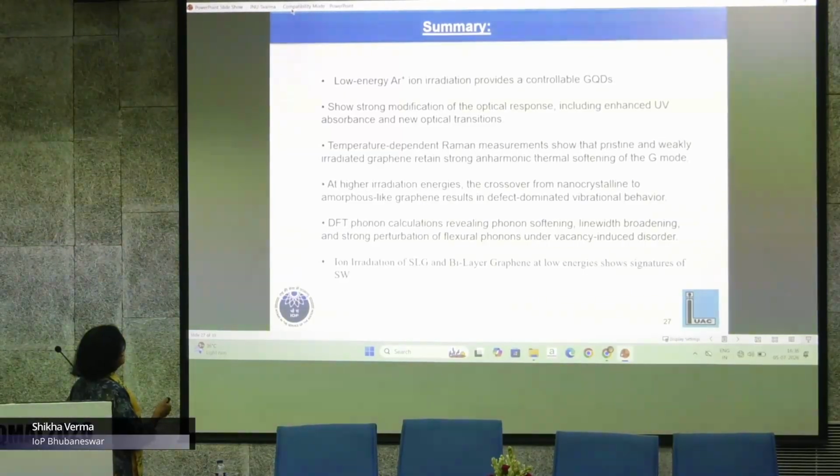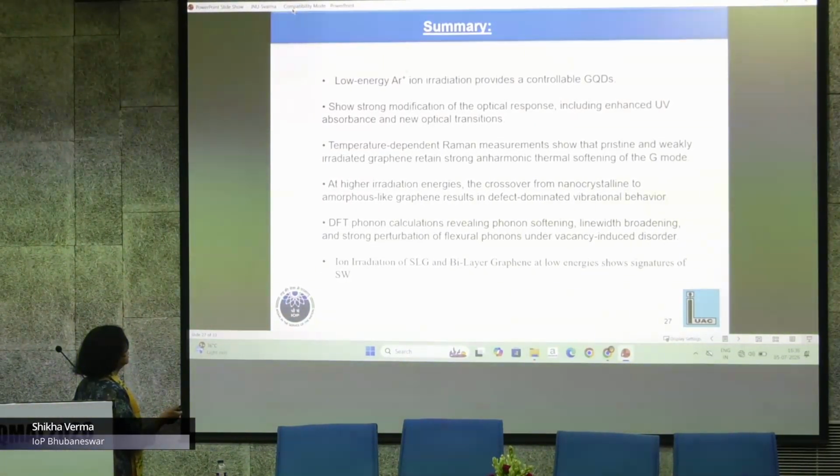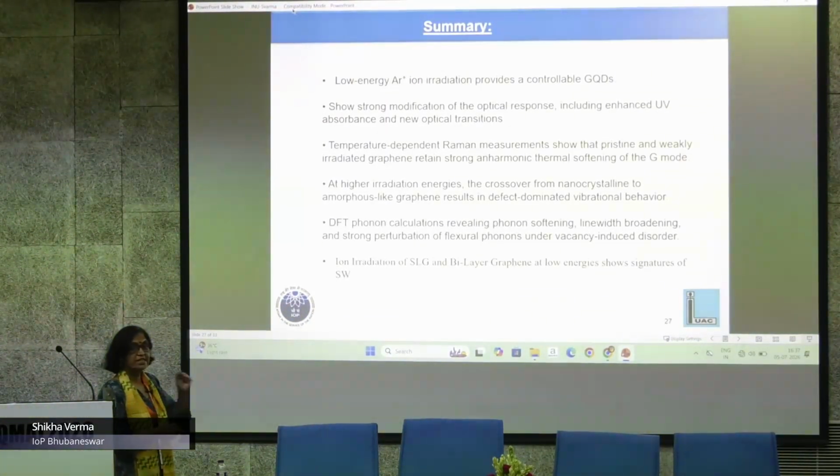So in summary, low energy argon ion irradiation provides controllable GQDs, and shows strong modification of the optical response including enhanced UV absorption and new optical transitions. Temperature dependent Raman measurements show that pristine and weakly irradiated graphene retain a strong and harmonic thermal softening of the G mode. At higher irradiation energies, the crossover from nanocrystalline to amorphous-like graphene results in defect dominated vibrational behavior. DFT phonon calculations reveal phonon softening, linewidth broadening, and strong perturbation of flexural phonons. This is that ZO mode which is showing immense modifications once the vacancy is put in.